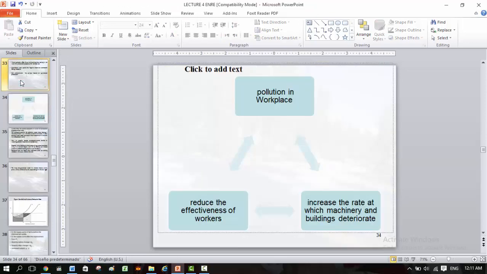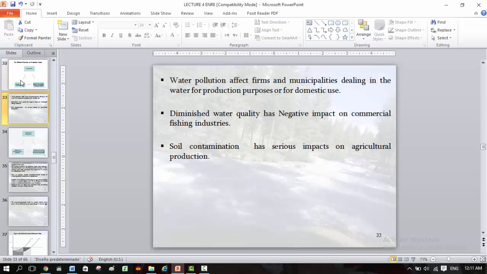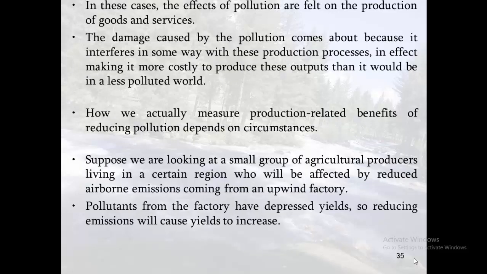In all these, we discussed whether the pollution is in the workplace, or it is air pollution, or water pollution, or soil pollution, or all these different forms of pollution. We see that the effects of pollution are felt on the production of goods and services. The damage caused by pollution comes about because it interferes in some way with these production processes, in effect making it more costly to produce these outputs than it would be in a less polluted world.